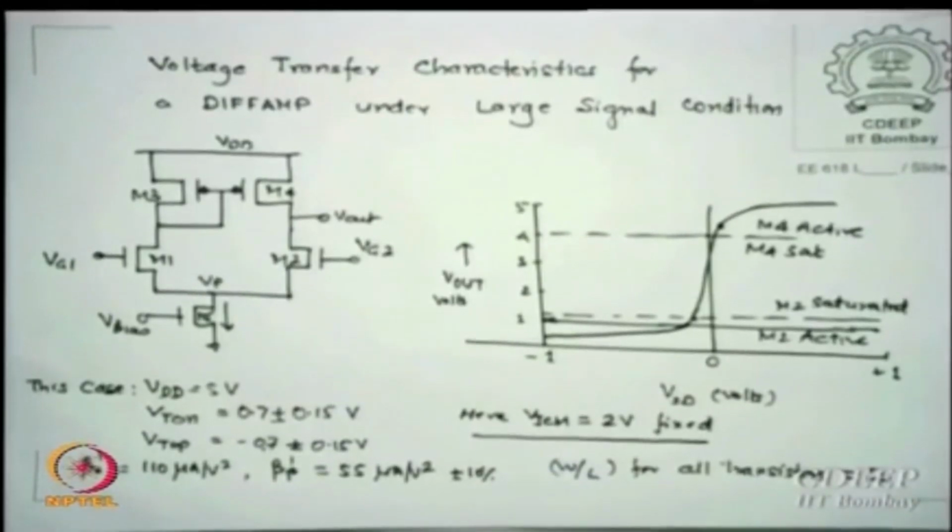So this is microamps per volt square, beta p dash is chosen 55, what does that mean, half of that means the ratio of mobility is chosen as 2, mu n by mu p is 2. If they specify something else, obviously these numbers will also change.